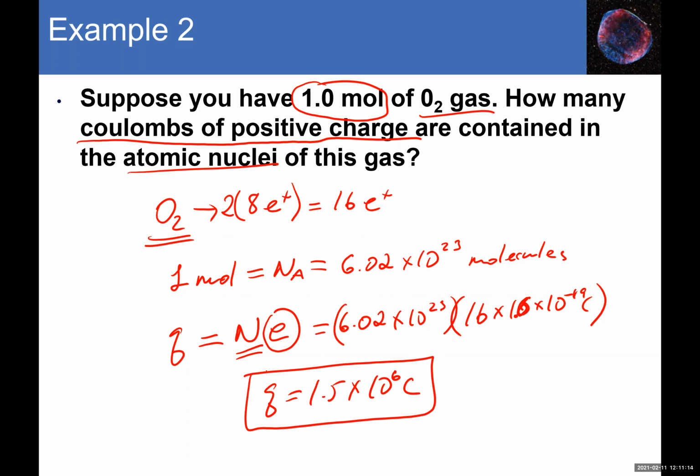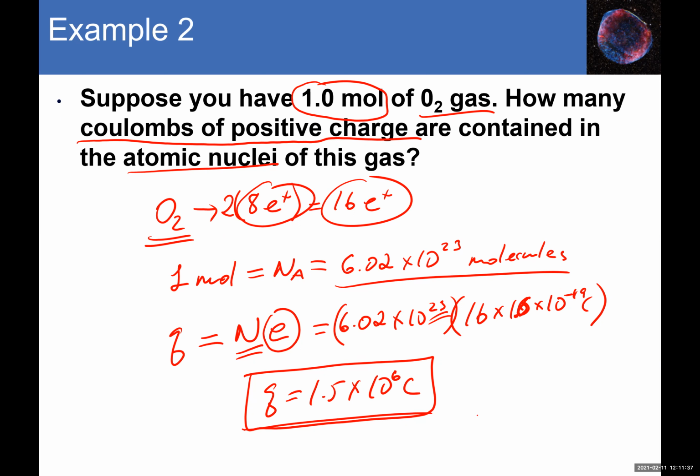This is a very large number of molecules, so that's why we get a really large value for charge. But this is what we have. You have to understand that each oxygen atom has 8 protons, each oxygen molecule has 16 protons, and this is the number of molecules you have.